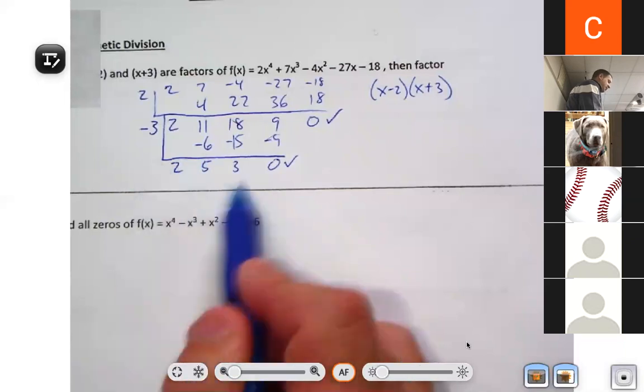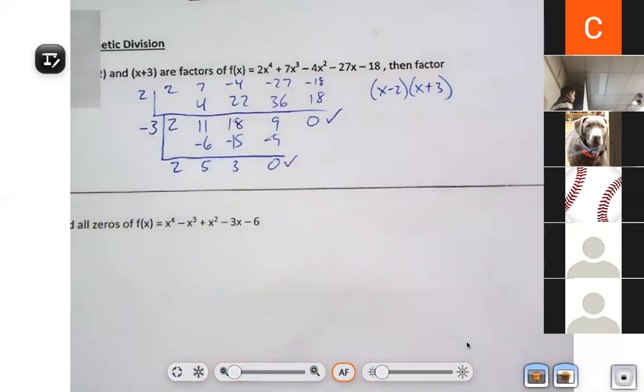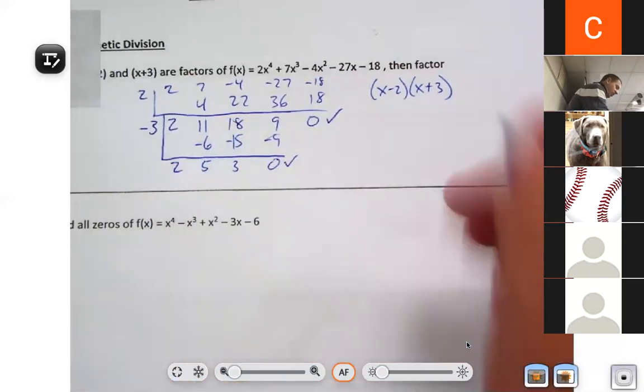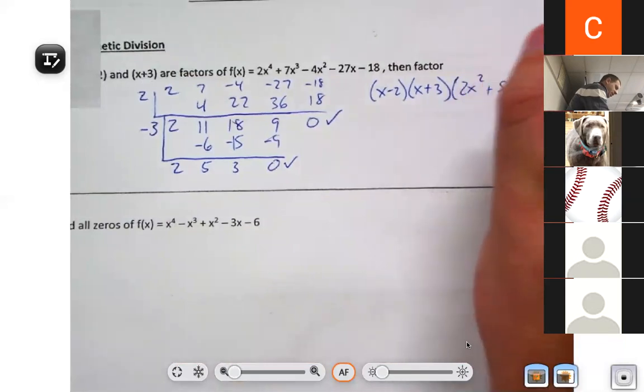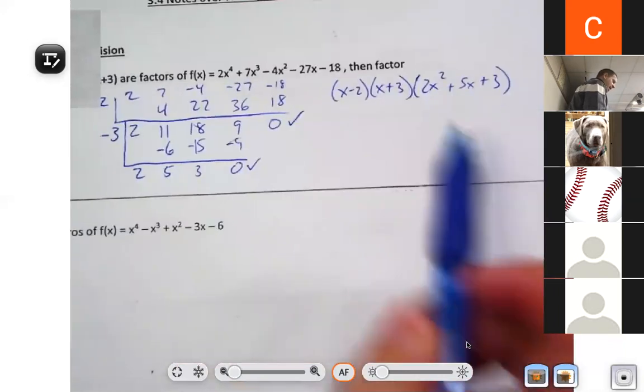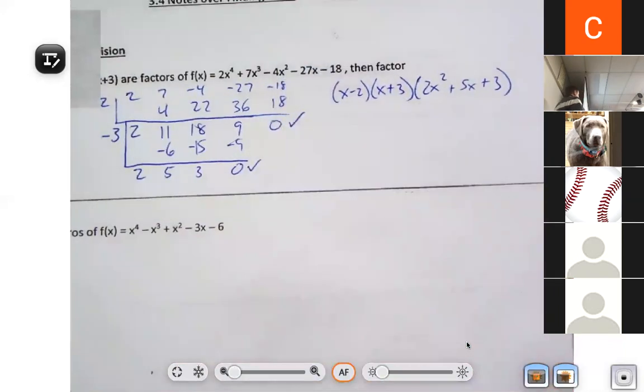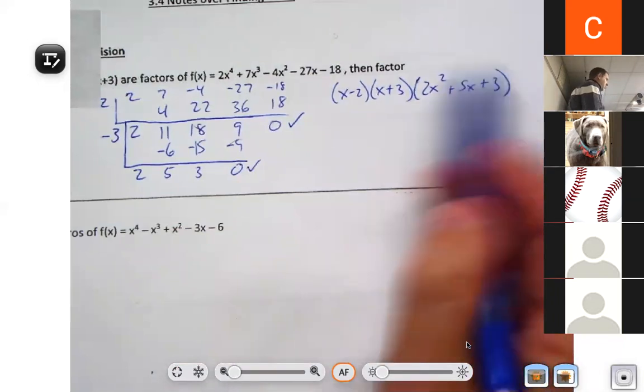these are the coefficients of a quadratic I would be left with. If I would multiply that thing also, 2x squared plus 5x plus 3, if I would multiply all these 3 things together, I would get back to where I started. That's what factors mean. They're things that if you multiply them, you get back to where you began. So I've almost factored that original thing. But the nice thing about quadratics is we can attempt to factor them even more.